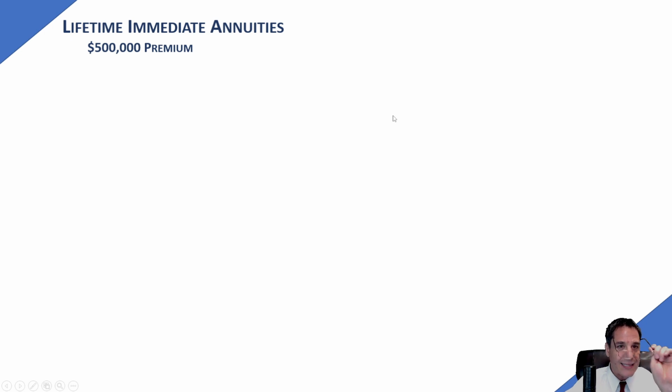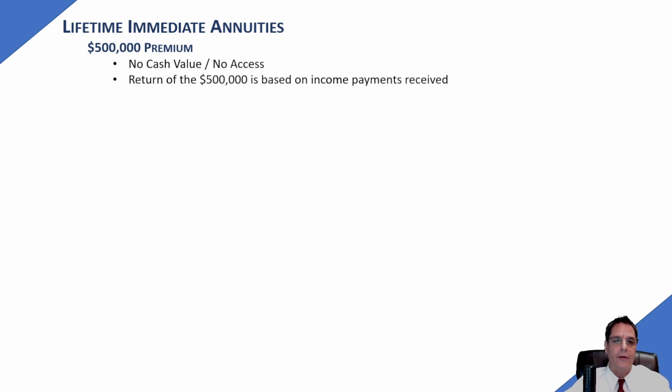So first we're going to look at the lifetime immediate annuity, right? We're going to assume a $500,000 deposit. On that, we have a cash value of 0, because immediate annuities don't really have a cash value, and there's no access. So for general purposes, when you're looking at an immediate annuity, assume once you give the insurance company the money, you're not going to have access to it again. That's the best way to look at those when you're shopping for them.